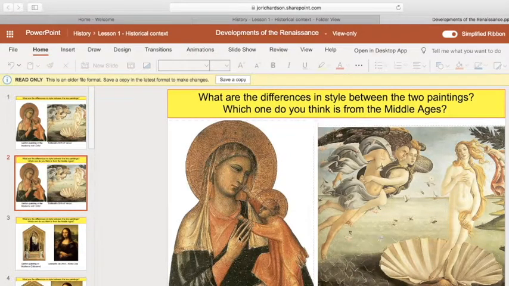This one is from the medieval period. The idea of humanism comes into play in both ways: going back to the ancient world and classical thinking, and also the idea within art of being more realistic. So if you look here, it's a Madonna with child.